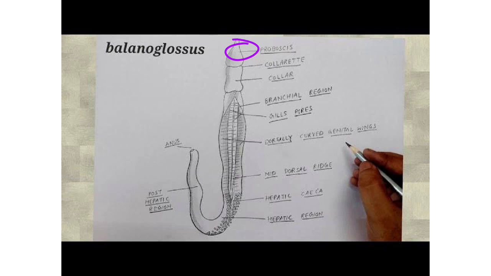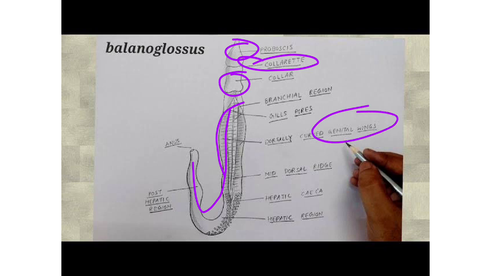They have a conical proboscis. They have a collar. The collar is connected by a collaret, which is known as the proboscis stalk. And they have a long abdomen, which extends downward, but it extends laterally to form a what? To form a genital wing or a genital flap. And they have gill pores, about 50 pairs of gill pores. That is what they have.